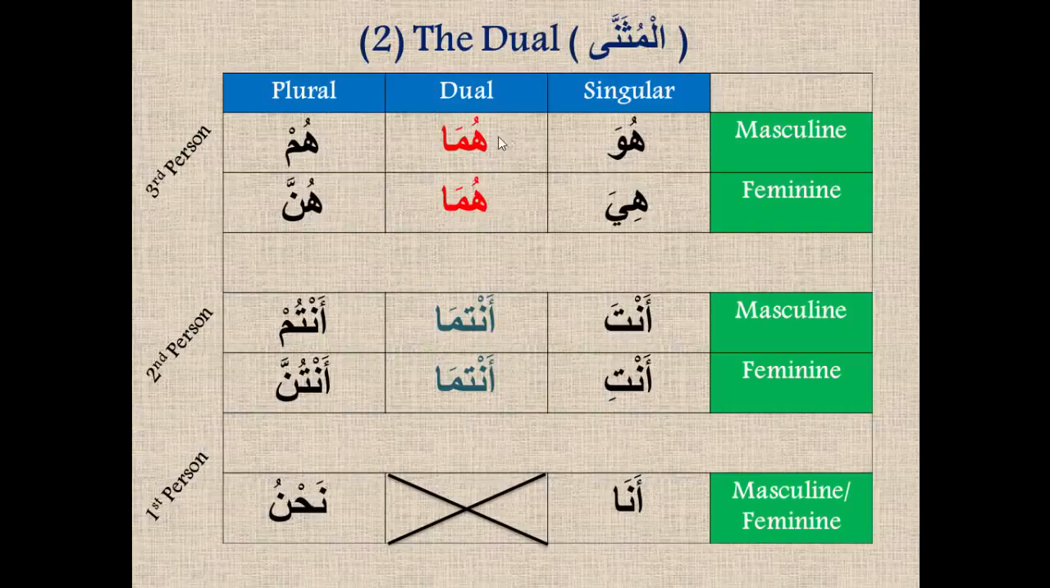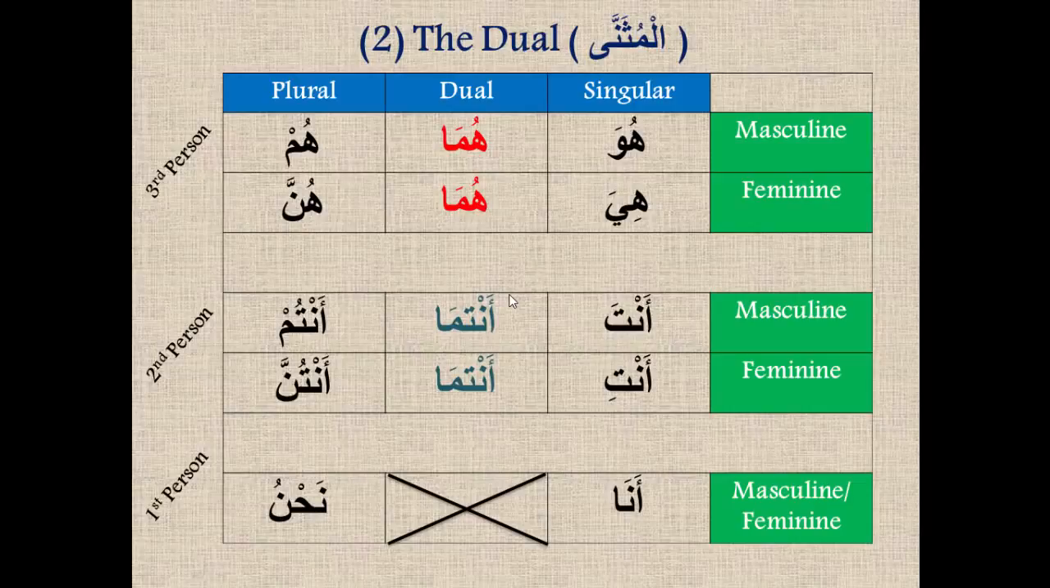So we have huma for the masculine third-person dual pronoun. So this is used when you're referring to 2 individuals in the third person. So if you see 2 men walking down the street and you want to talk about them, you would use the pronoun huma yadhhabani fi shadi'. That is actually the same pronoun we use for the feminine counterpart, feminine third-person dual. So if you see 2 women walking down the street, you would also refer to them as huma.